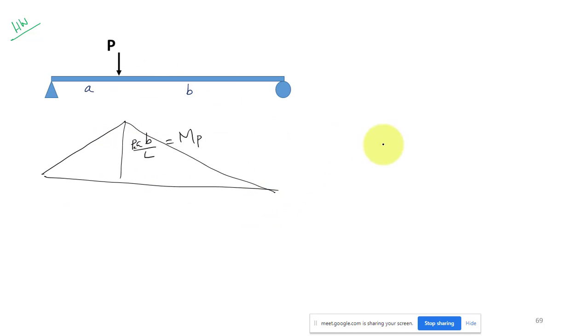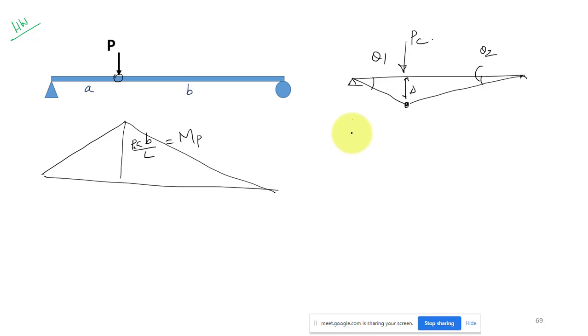And if you are going for the upper bound theorem, the plastic hinge will form here. So it will become like this. This is your beam, and this is the plastic hinge. Here we'll have theta 1, and here we'll have theta 2. Both angles will be different. This is my delta, and this is my PC. So the external work done will be PC times delta.